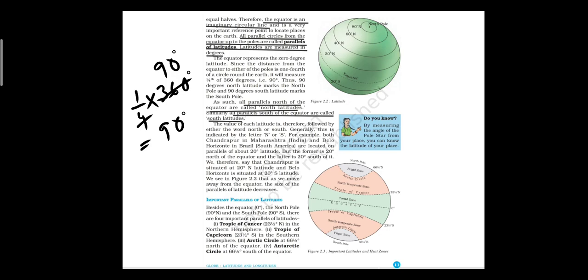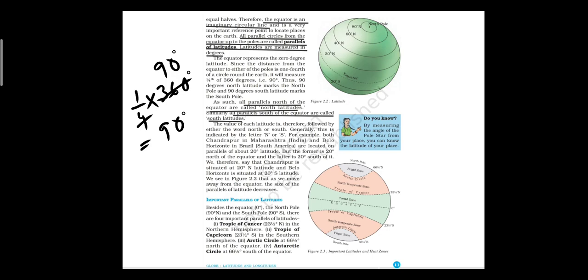And we also know that at the North Pole and the South Pole the value is 90 degrees north and 90 degrees south. But the question is, where does this 90 degrees come from? How do we know that the North Pole's value is 90 degrees north and the South Pole's value is 90 degrees south? For that, the distance from the equator to the North Pole and South Pole is 1/4 of the circle round the earth. As we all know, a complete circle is 360 degrees.